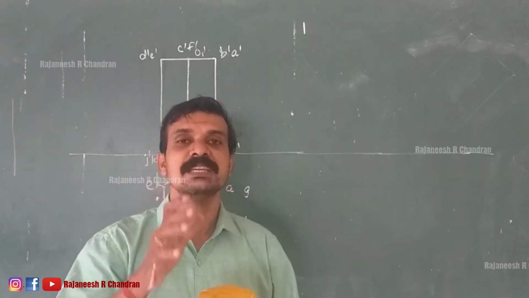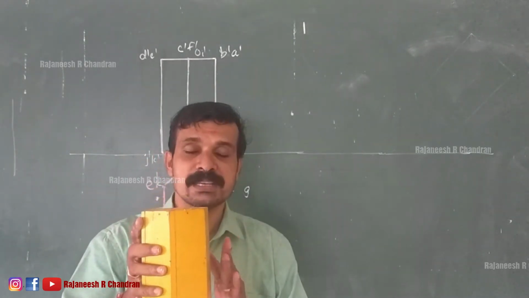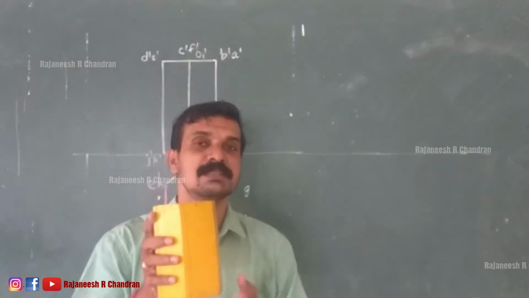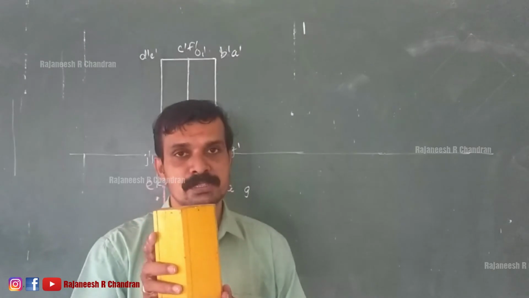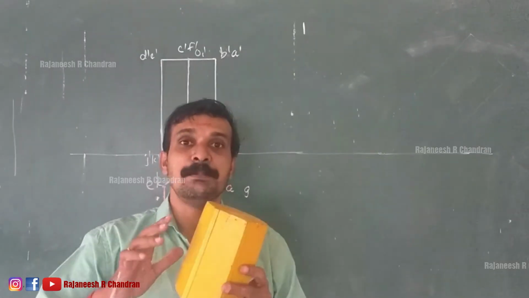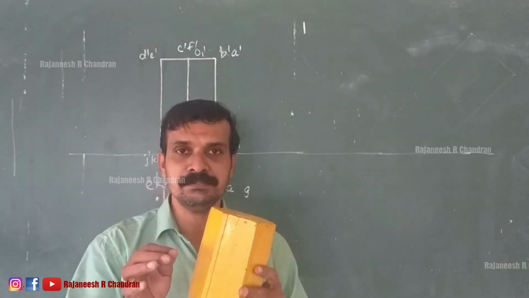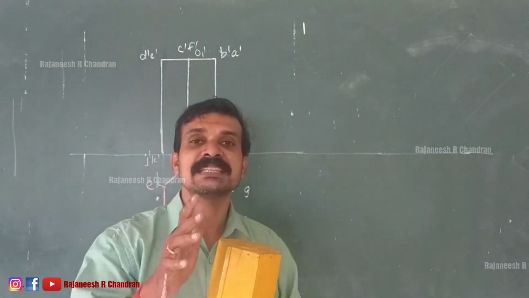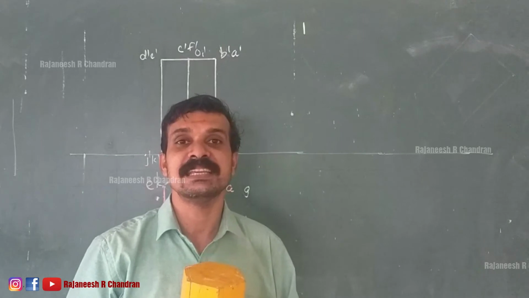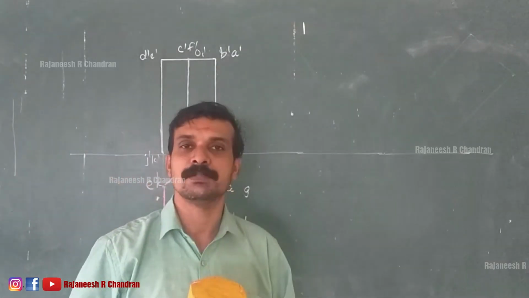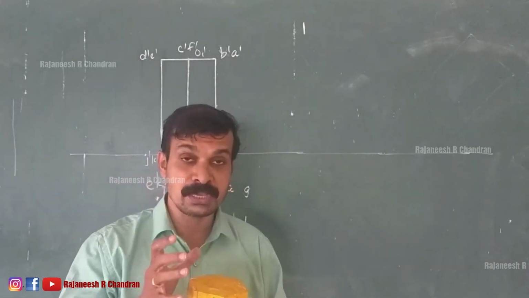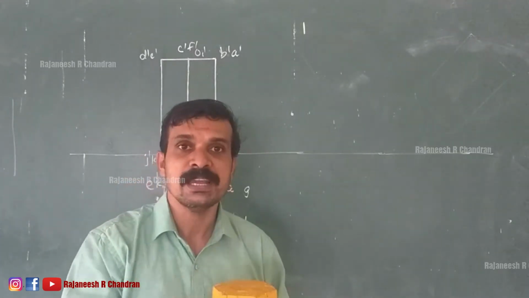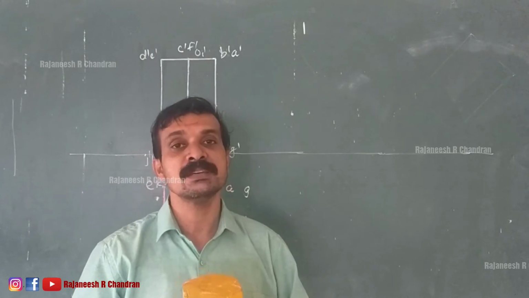But in the question, it is given that the hexagonal prism is resting on the ground with one of its base edges, and the base containing that edge is inclined at an angle 40 degree to VP and the axis is inclined at an angle 60, 45 degree with the HP, right? So we know that when a solid is placed on the ground, the first inclination should be with the HP. Then only we can provide the inclination with the VP.